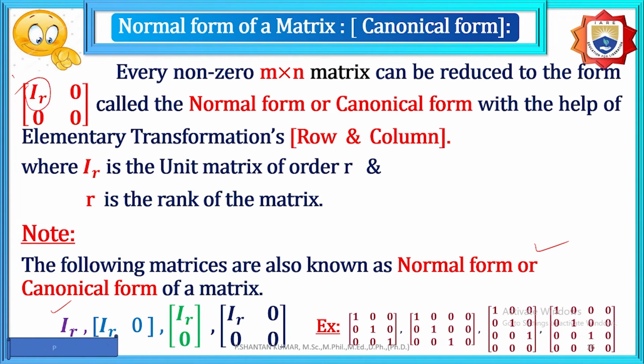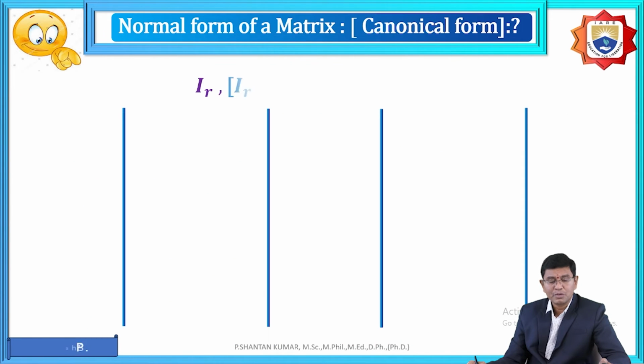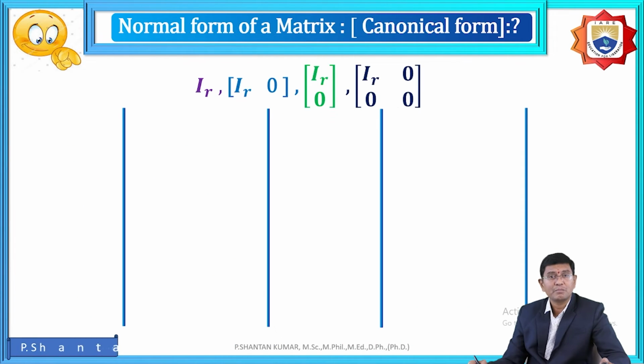And corresponding examples are given. First example I3 and again I3 with zeros. That means here it is I3 and again here it is I3 and after that it is a matrix. These are four different types of suitable examples for the normal form or canonical form. Any matrix can be reduced with the help of any one of the following forms, which is compulsorily available.